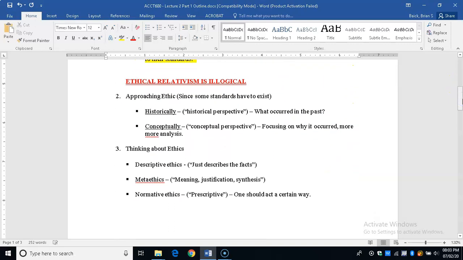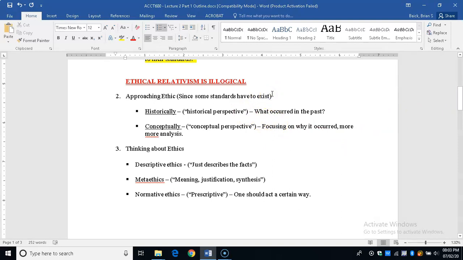If ethical relativism is illogical, then that means that there are different approaches to ethical thinking. So we're going to study different approaches, and these approaches are going to help to inform and create a framework for our later study of law and accounting, accounting pronouncements, accounting rules and regulations, and also accounting ethics. But first, let's talk about a little bit of background.